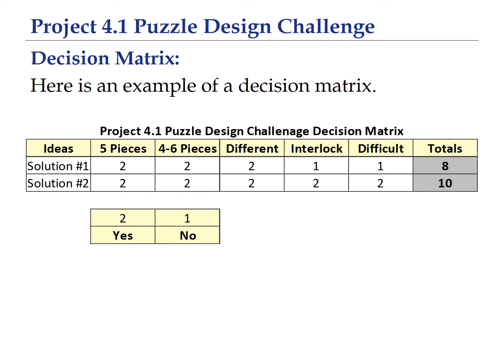And then, is it difficult? I scored solution number 1 lower than my second one. So you'll see that my second solution won on this scoring decision matrix. And if you end up having a tie where you have 10-10, then you decide which one is harder, which one has better interlocking pieces, and then you just score the one that doesn't meet those requirements, or at least on a lesser level, you just score that one with lower points.